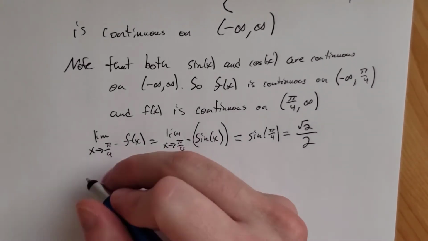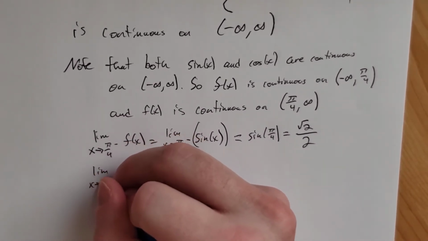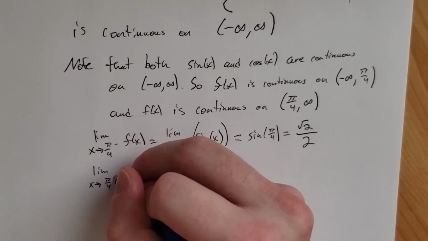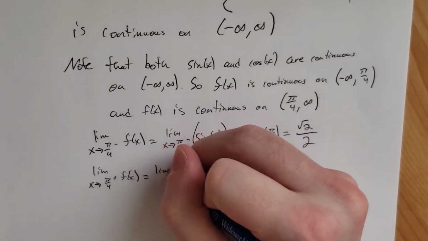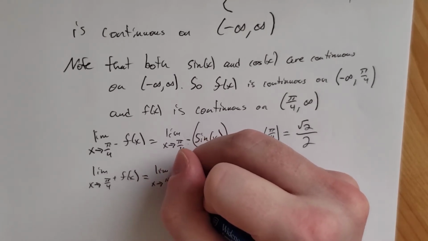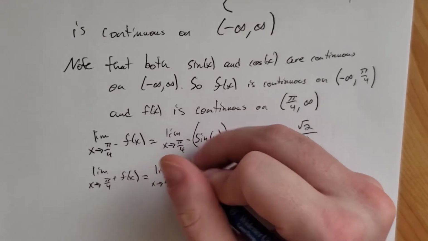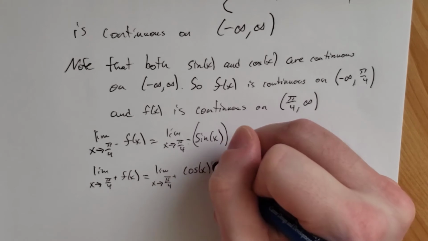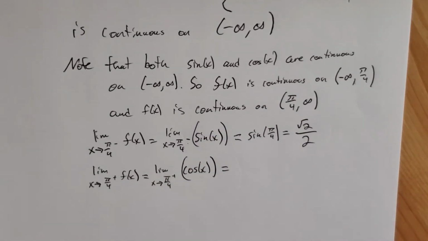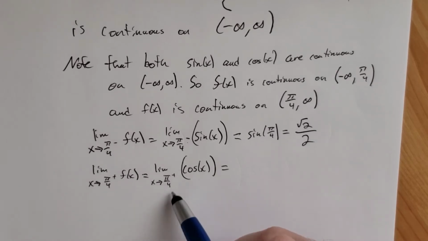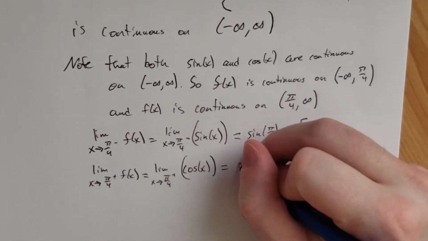Now let's find the limit as x approaches pi over 4 from the right of f of x. To the right of pi over 4, f of x is defined by the function cosine of x. Cosine of x is continuous everywhere, and in particular at pi over 4, so we can just plug in pi over 4 here.